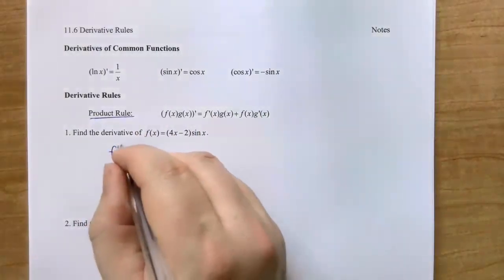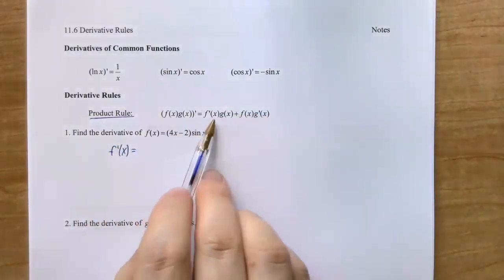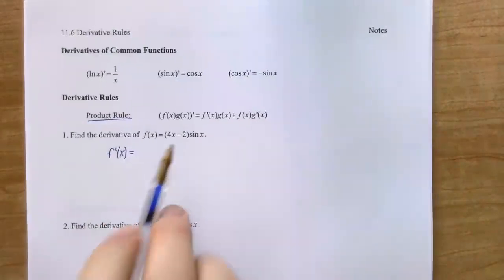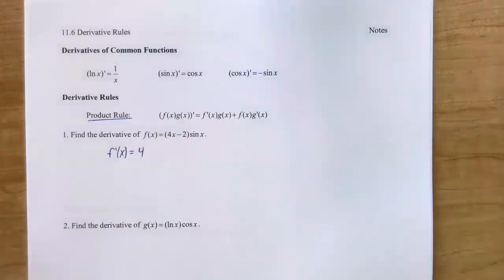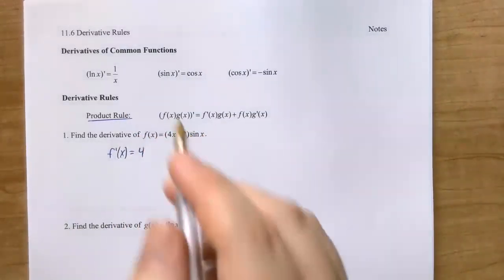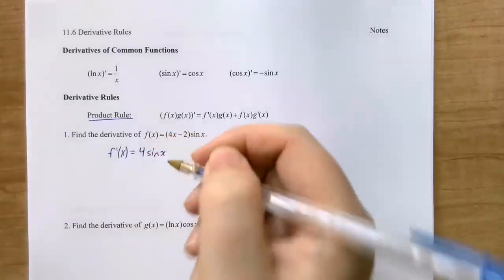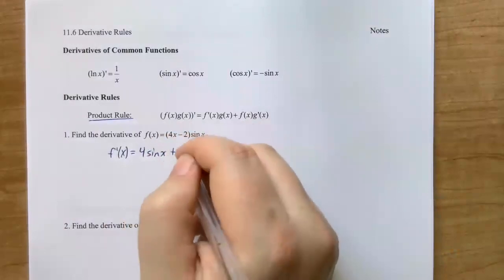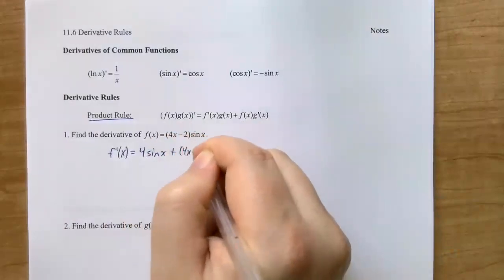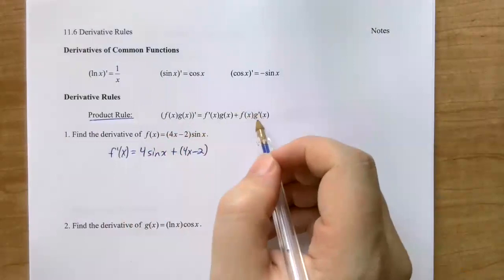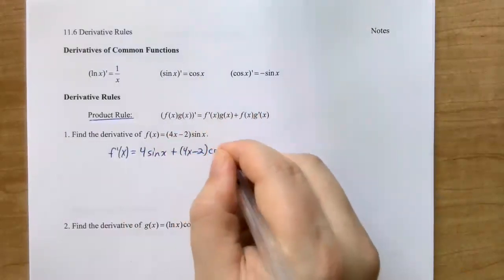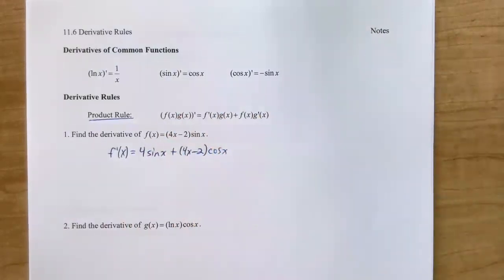So let's find the derivative of f in number 1. The derivative of the first, 4x minus 2, that's the polynomial function, so its derivative is going to be 4, times the second, which is sine of x. Now we're going to add it to the first function, which is 4x minus 2, times the derivative of the second, which we just learned. The derivative of sine is cosine, so it's going to be times cosine of x. There we have the application of the product rule.